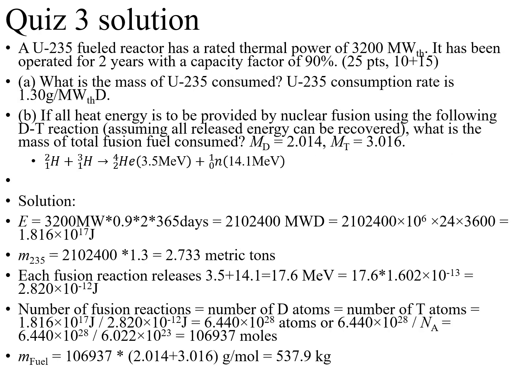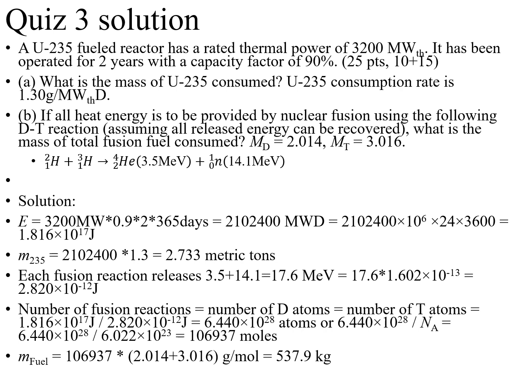Next problem. A uranium-235 fueled reactor has a rated thermal power of 3200 megawatt. It has been operated for 2 years with a capacity factor of 90%. What is the mass of uranium-235 consumed? We know that the uranium-235 consumption rate is 1.3 gram per megawatt day.